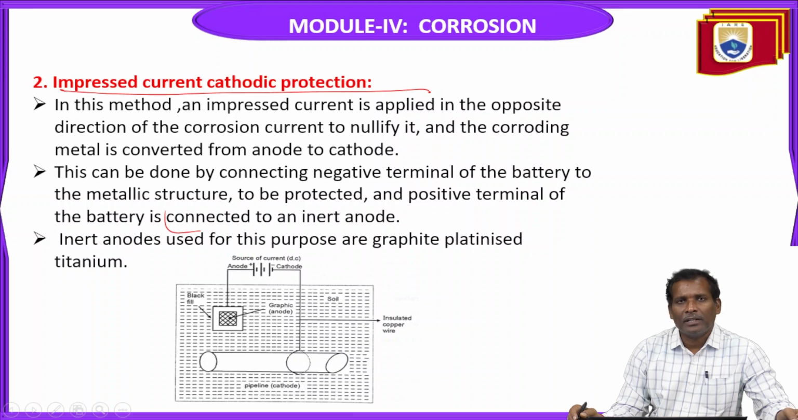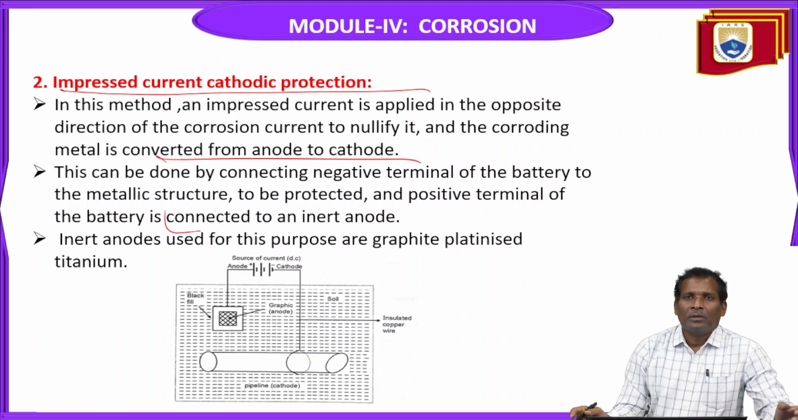So the next one is impressed current cathodic protection. In this method, an impressed current is applied in the opposite direction of the corrosion current to nullify it, and the corroding metal is converted from anode to cathode. The impressed current is applied in the opposite direction of the corrosion current.